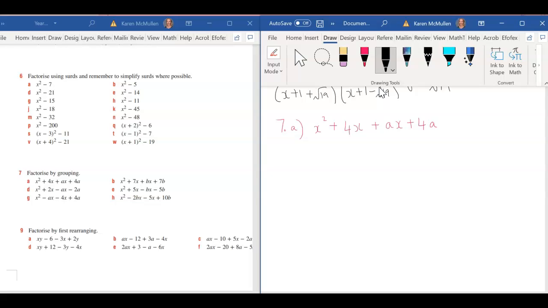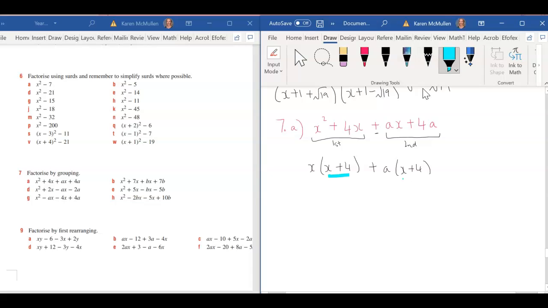So what it means by grouping is we've got 4 terms and we're going to put them in pairs. So there's a pair and there's a pair. I'm just going to look at these pairs separately. So I'm going to factorize x squared and 4x first, and then I'm going to factorize ax plus 4a. All right, so let's look at the first pair. So x squared and 4x, common factor is x, and then I'm left with x plus 4. And then in my second pair, a is your common factor, and then we're left with x plus 4. Now don't forget there's a plus sign in between, so I've just put my plus there.